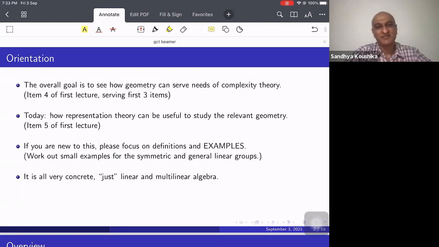But there was a fifth item, and the first speaker said that there were 5 separate beginnings, as it were, that you could start from those 5 points. So we are going to begin with the fifth one today. It could really be a new beginning. So that is going to be representation theory, which really is just linear algebra.